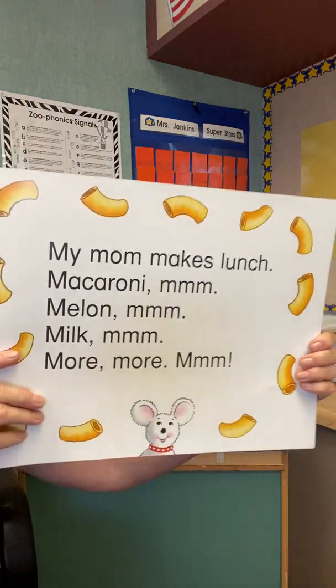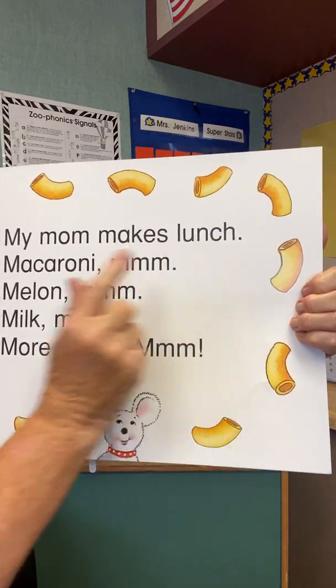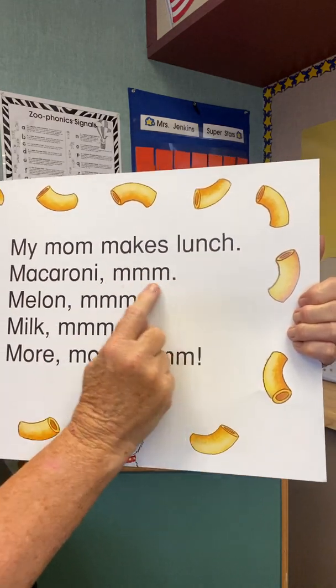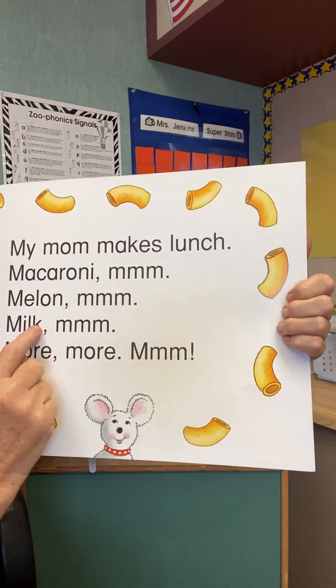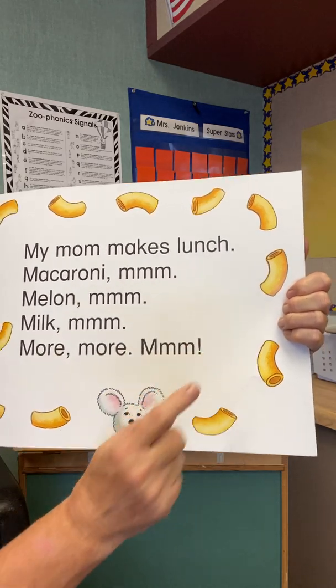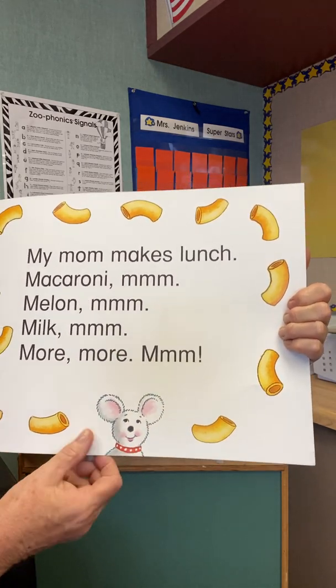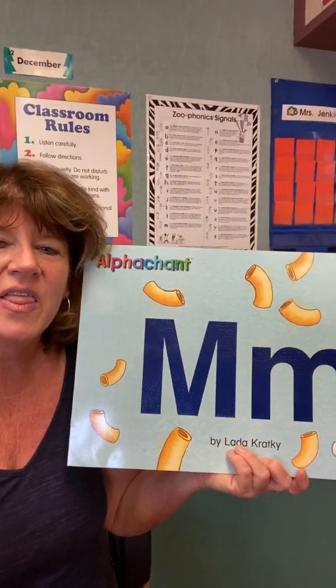Okay, see all those M's? Let me read it like this. My mom makes lunch, macaroni, melon, milk, more, and there's a cute little mouse. Okay, so that's awesome. I may end up taking this home with me and reading it one more time, because there is a book in the workbook that the kids have to put together and circle all the little M's, okay?